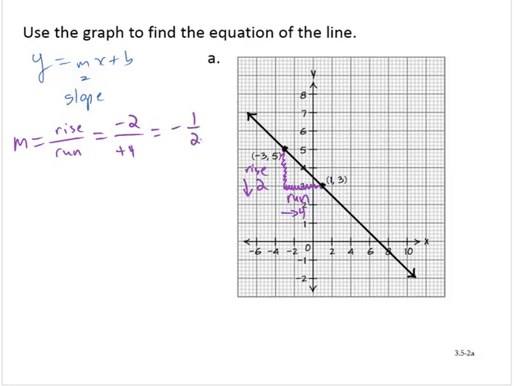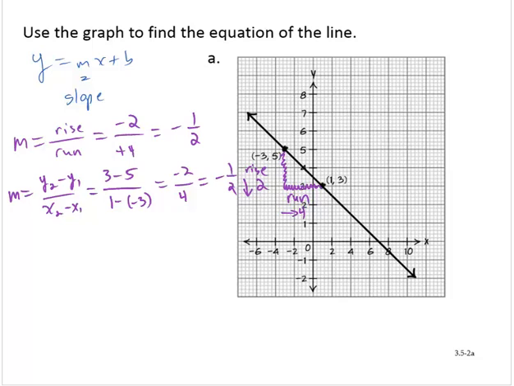Now notice, if you had just used the ordered pairs and the slope formula, we could have said m equals (y2 minus y1) over (x2 minus x1), and that would have given us (3 minus 5) over (1 minus -3), which gives us -2 over +4, which is also -1/2. Alright, so we have the slope.